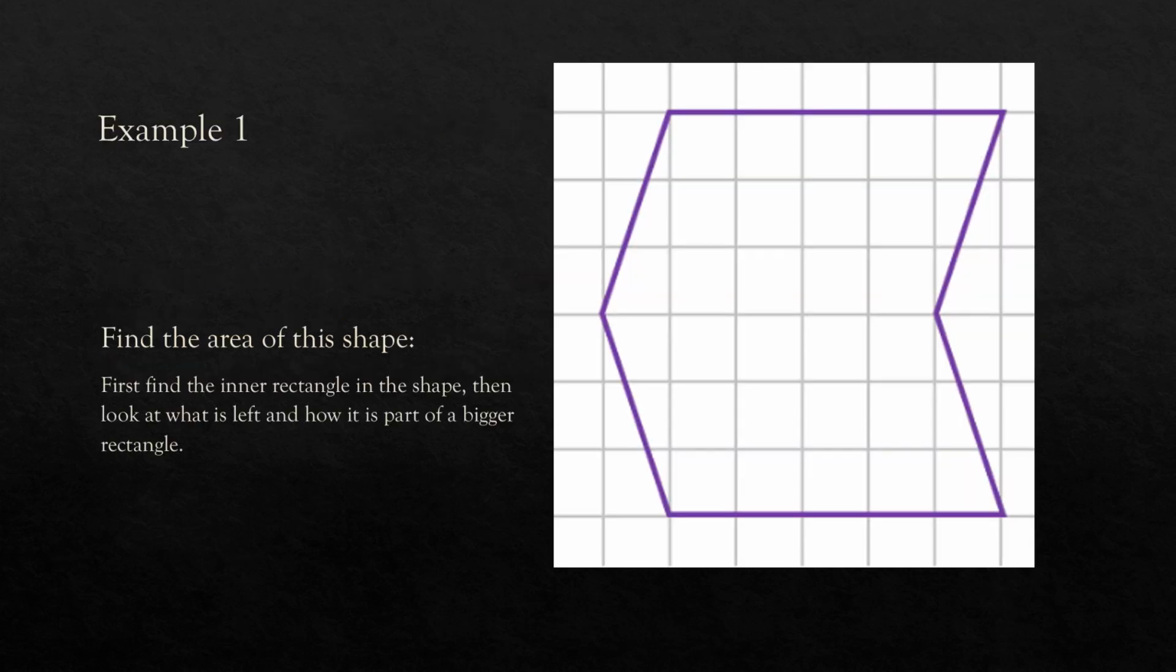Let's look at an example. How could we find the area of this shape? We could first look at the inner rectangle. So how big is that? It is 4 by 6, or 24 squares. How do we find the sides?